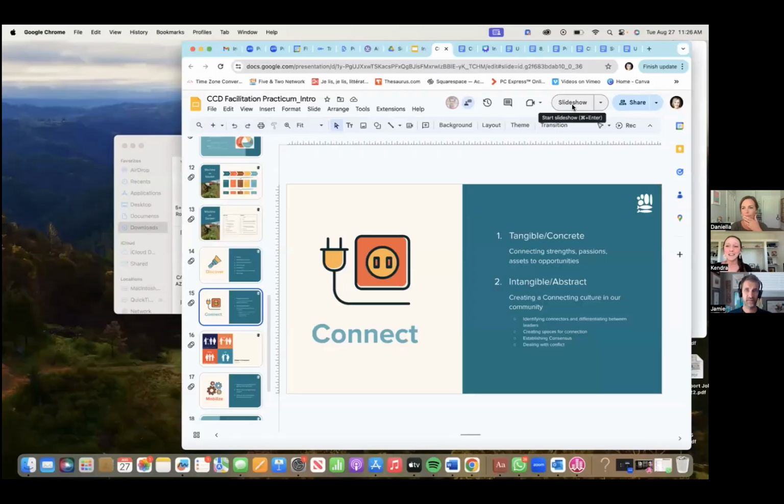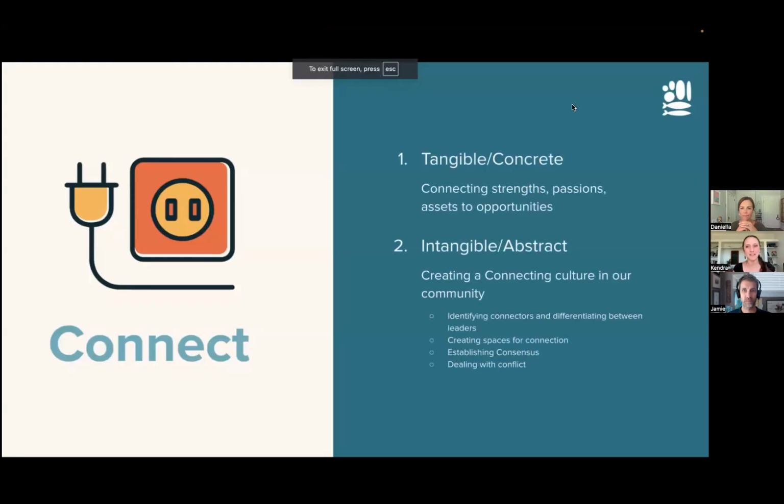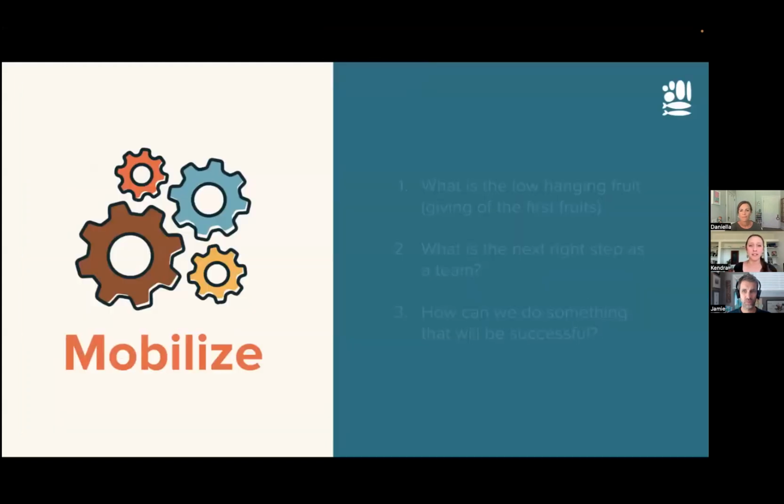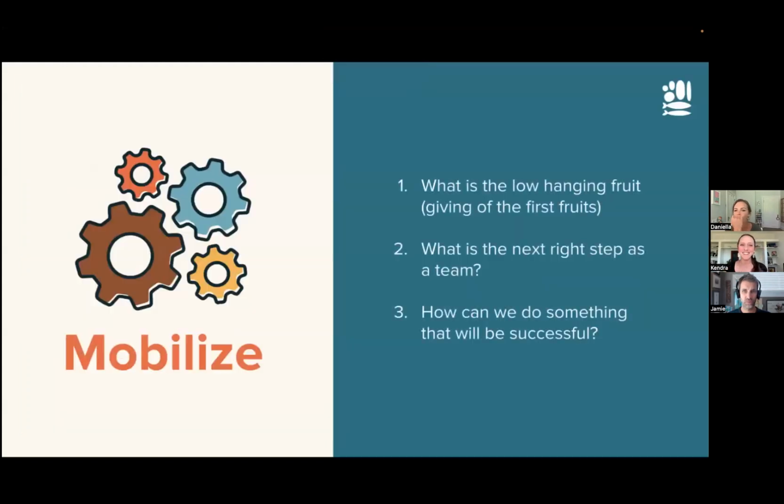The connect phase is all about, it's a push rather than a pull, right? It's motivating. It leads our communities to making meaningful impact. The third phase is the mobilize phase. So the definition of mobilize is referring to the distribution of resources, gifts, strengths, assets for purposeful action to achieve a specific goal. This phase is all about activation.